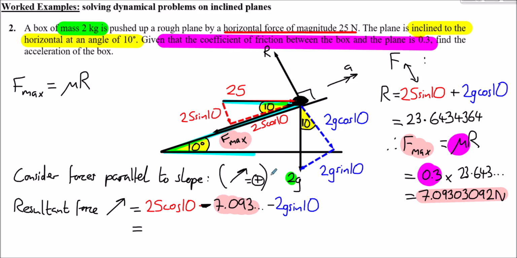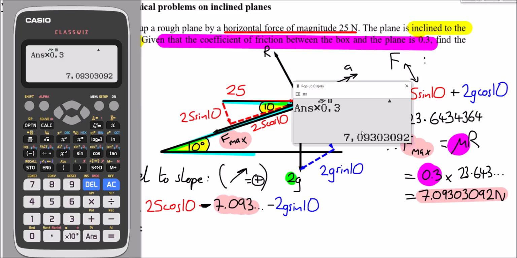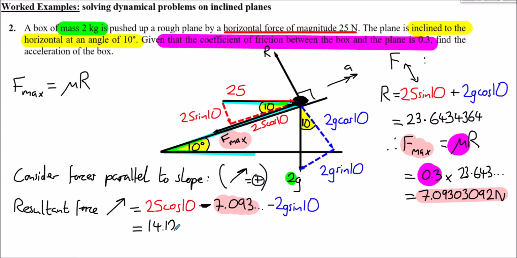So overall, the resultant force acting up, we can work out here. So this stored answer, I'm going to leave as it is, because that isn't rounded, so we don't need to type it all out again. So this here is F max. So the resultant force acting up the slope is 25 cosine 10 minus F max, that number stored in our calculator, minus 2 times 9.8 times sine 10. And that gives us a value of 14.12 or so. Again, we can leave that number stored in our calculator. That's the resultant force going up.